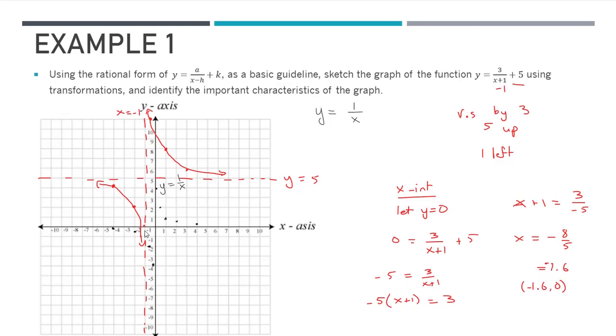And hopefully that kind of makes sense where it is. Yep, it looks pretty accurate, our graph. And there we go. Now we do want to identify some important characteristics, and those are going to be our x-intercept and our asymptotes.